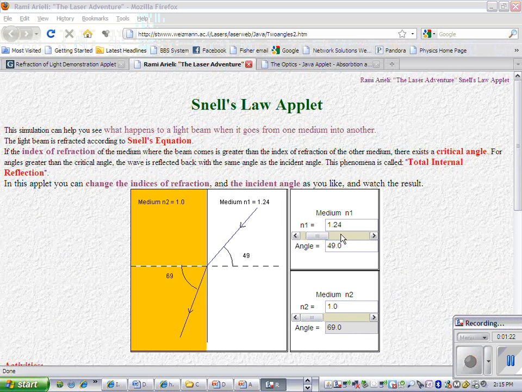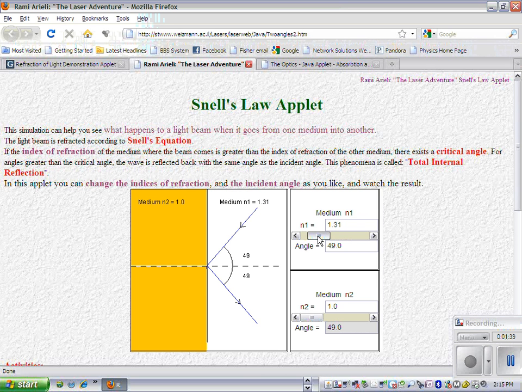Our example of this is right here. We have light coming from the white into the yellow. 1.24 is the index of refraction, a high index of refraction when compared to the 1.0. And I'm going to increase this index of refraction. You'll see, oh, there's total internal reflection. When I made the medium have a value of 1.31, that 49 degrees then became the critical angle, or we went beyond the critical angle. So we had total internal reflection occur.